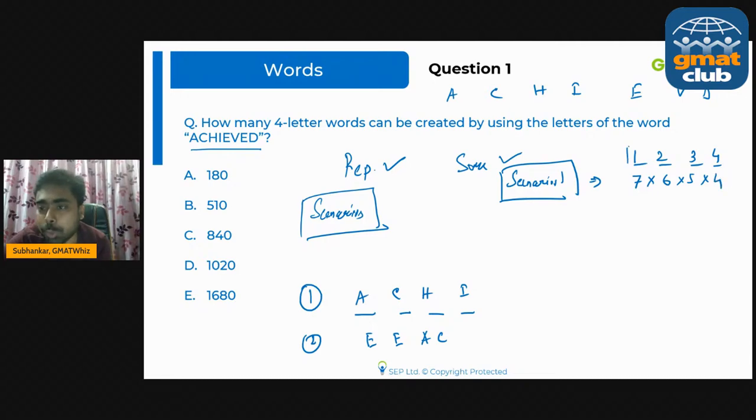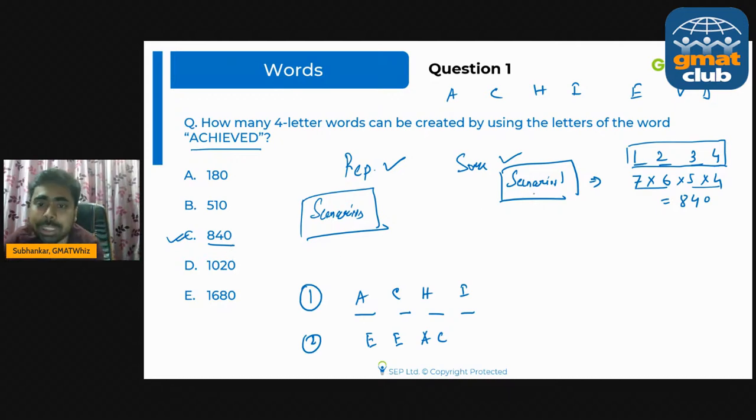Okay, these are the positions, by the way. Don't confuse them with numbers. I'm just putting these as the positions: first letter, second letter, third letter, fourth letter. So I have seven distinct letters, so I'm putting 7, 6, 5, 4. If I multiply, you can quickly multiply: this is 42, this is 20. So I get 840.